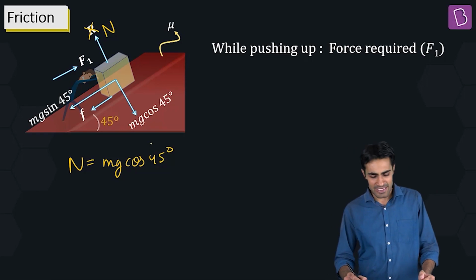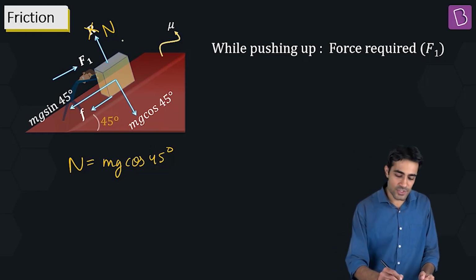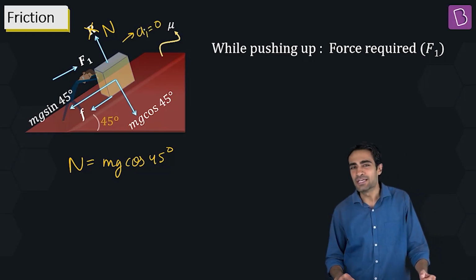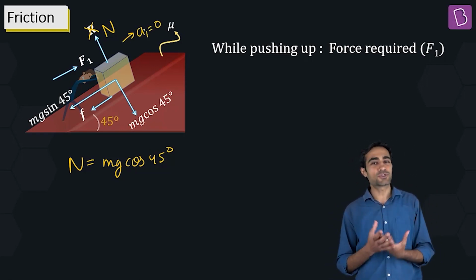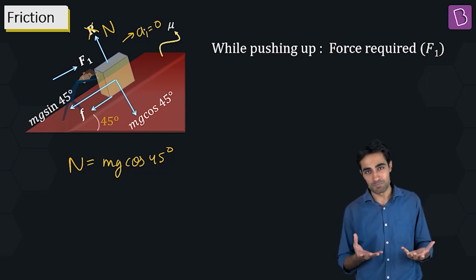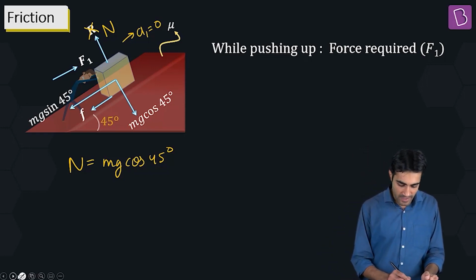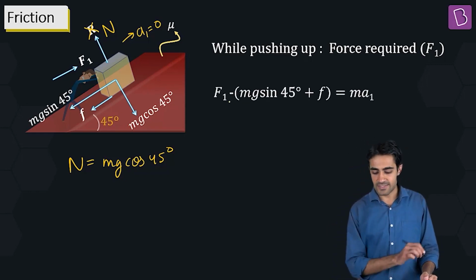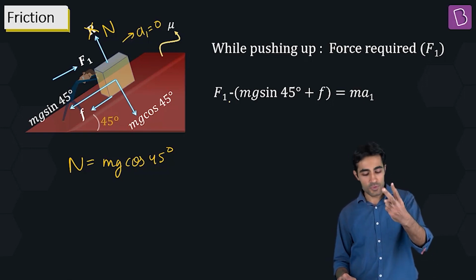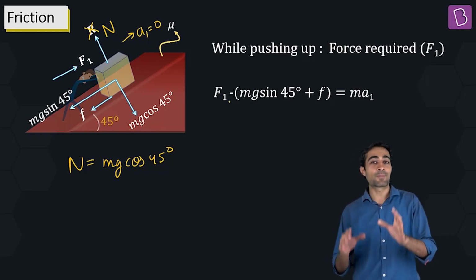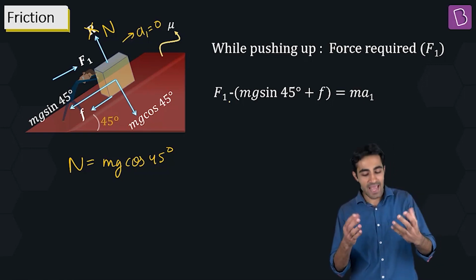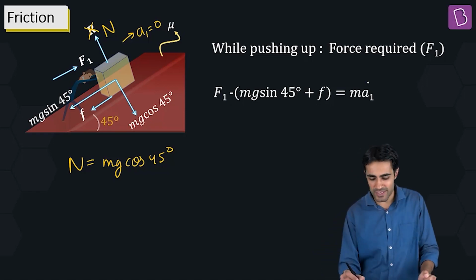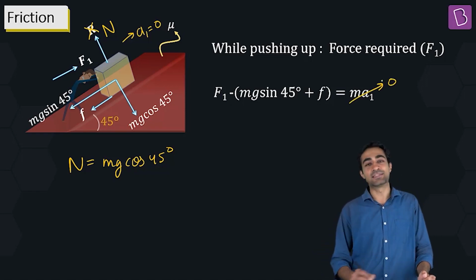Very nice. Now let us say the acceleration of this block, A1, is actually 0 because we are just pushing it up. We can push it up without any acceleration also. So for the force F1, we can get the equation like this. F1 minus, in the down the incline direction, we have two forces, mg sin 45 and friction. So we subtract them from F1 and we get m times A1. And we know A1 is actually 0, so we can just replace this by 0.